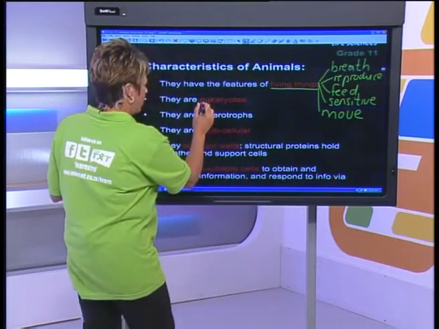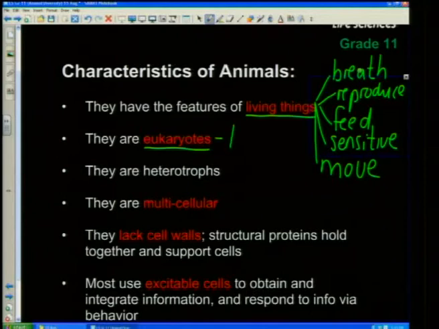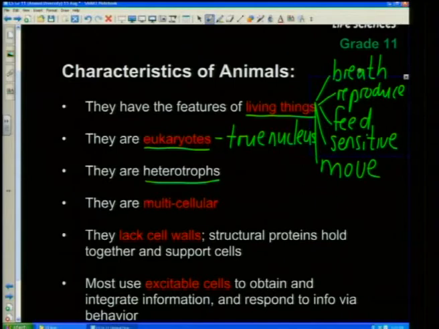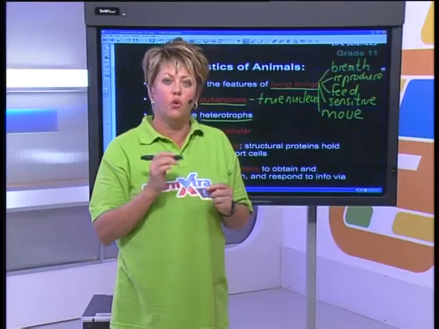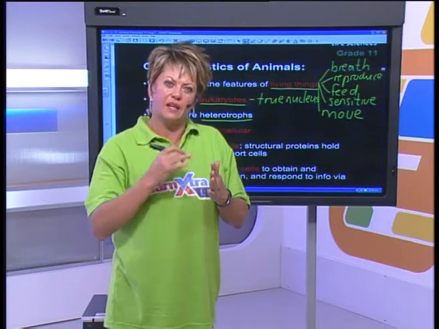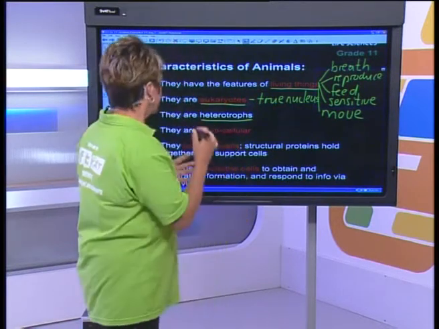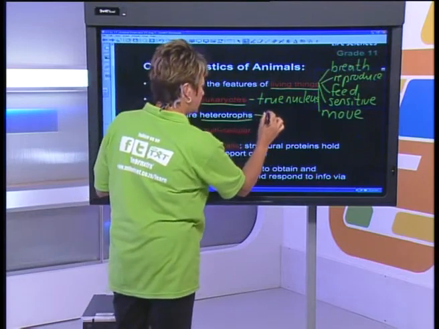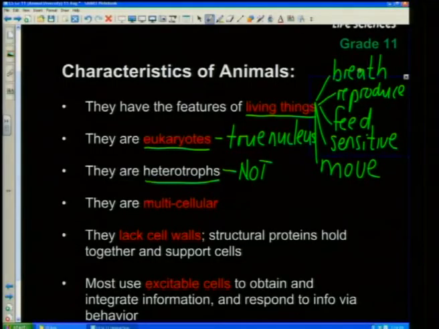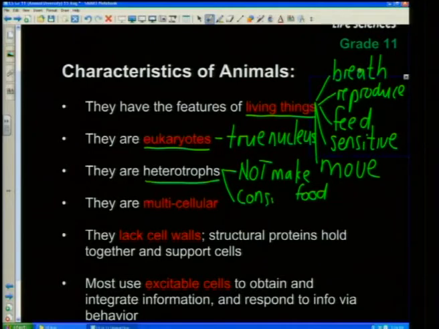They are eukaryotes. Can you remember this term? That means that there is a true nucleus. They are heterotrophs, opposite to plants. If you can remember, what was the term we used for plants? Autotrophic, which means that they can make their own food. This is heterotrophs, which means they cannot make their own food. That means that they have to feed or eat, so we're going to say that they have to consume food, therefore they are consumers.